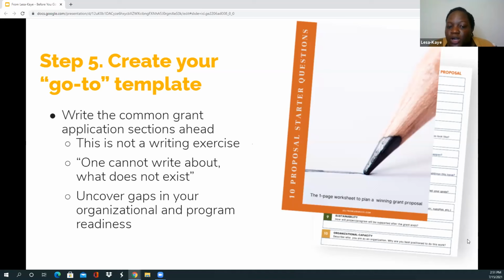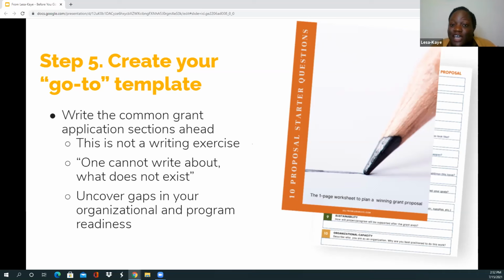Doing this is going to help you uncover where the gaps are in your organizational and program readiness. So don't think of this as a writing exercise. It's really an assessment and a planning exercise, and it'll help you uncover where there are gaps, where your organization may need to bolster and improve.